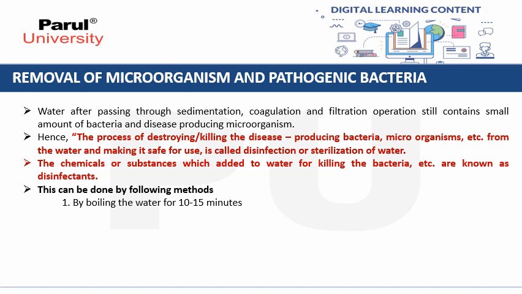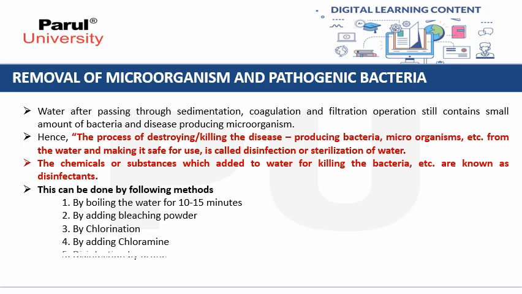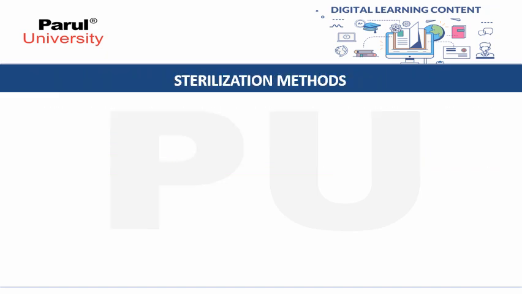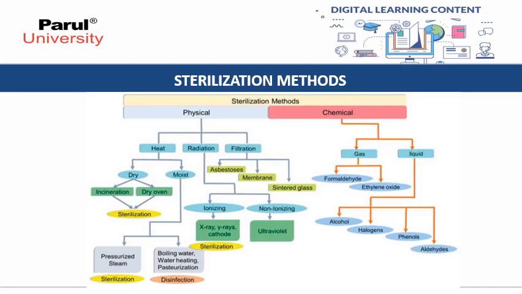Number 1, by boiling the water for 10 to 15 minutes. 2, by adding bleaching powder. 3, by chlorination. 4, by adding chloramine. And 5th, disinfection by ozone. First method, sterilization method. The sterilization method can be physical or chemical. Physical methods include treatment through heat, radiation and filtration.